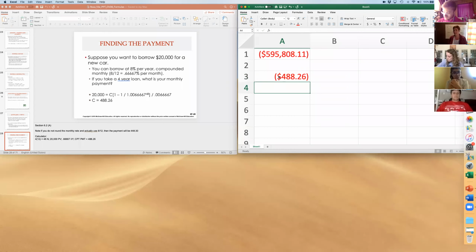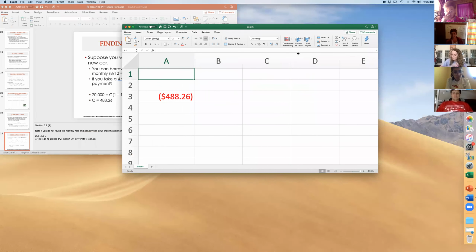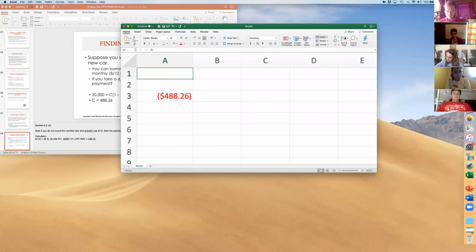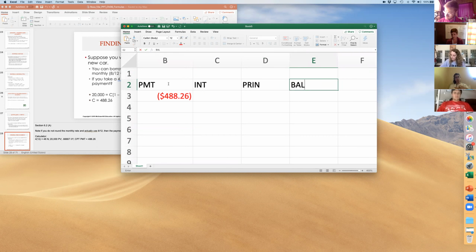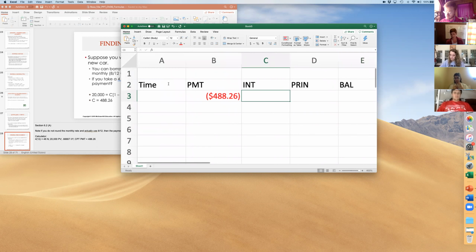You guys want to do an amortization table on that just for fun? Let me get this so everybody can see. I'll set an amortization table up here. Insert a column. Here's going to be my time. This is going to be my payment. Then interest, principal, and the balance. Okay, everything's fit in there. I'm going to start this off with time period 0, and we're going to go out to time period 48.